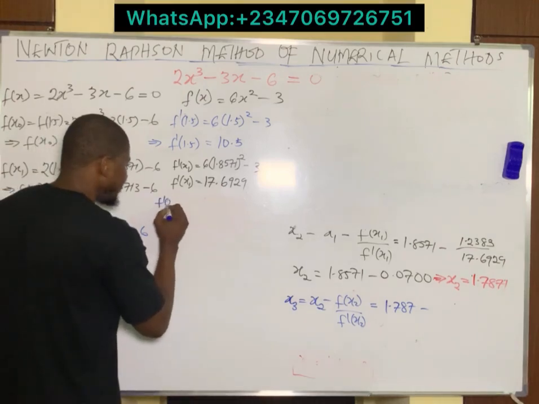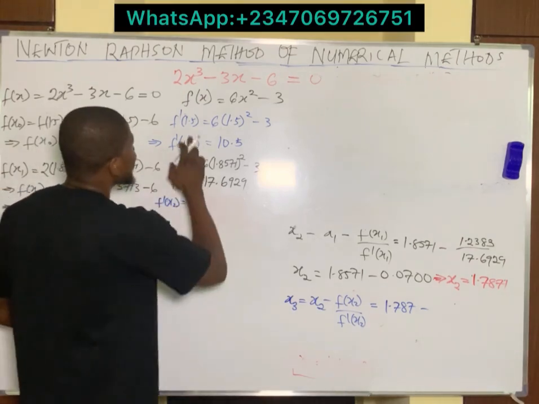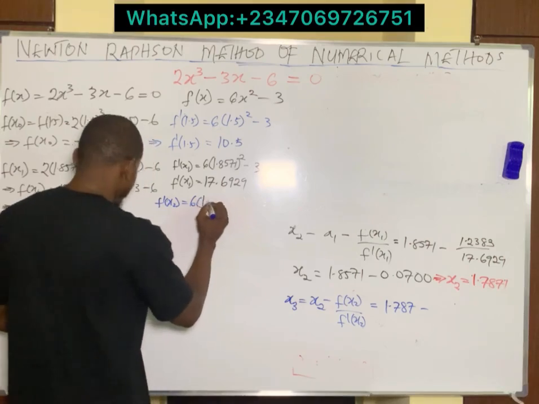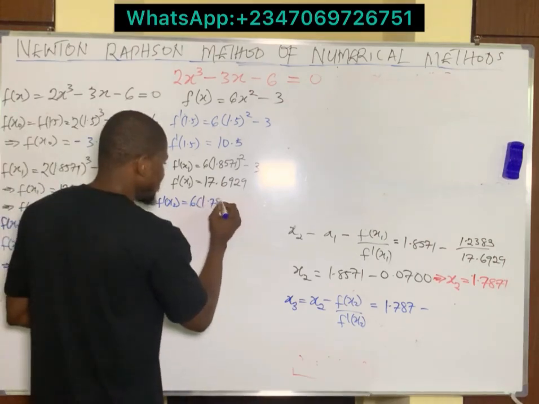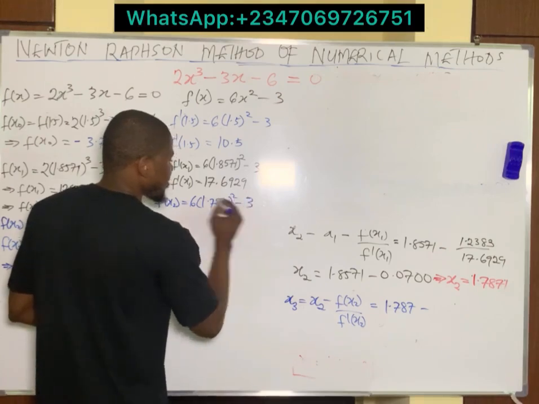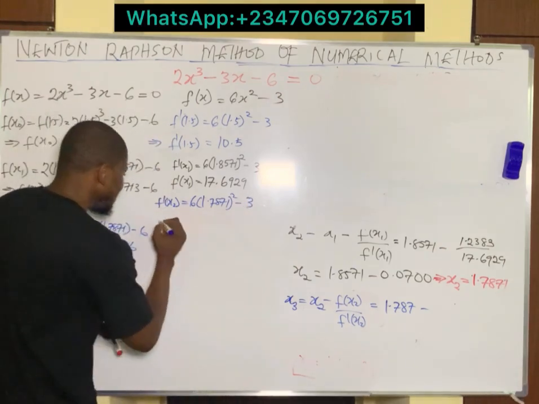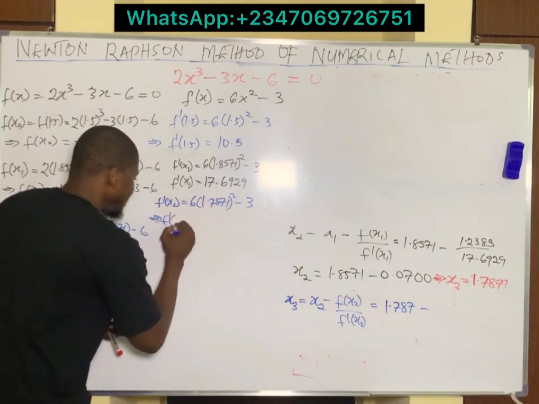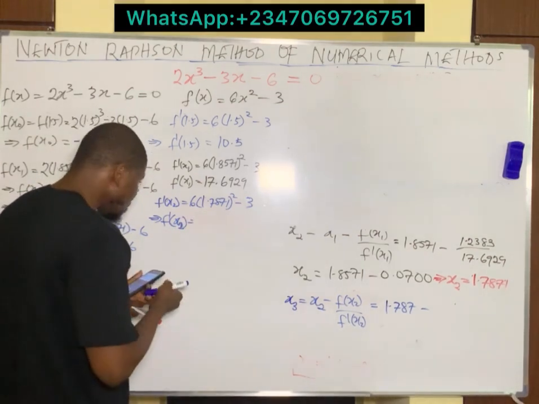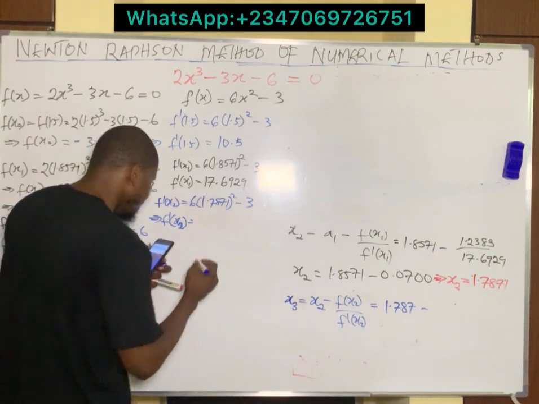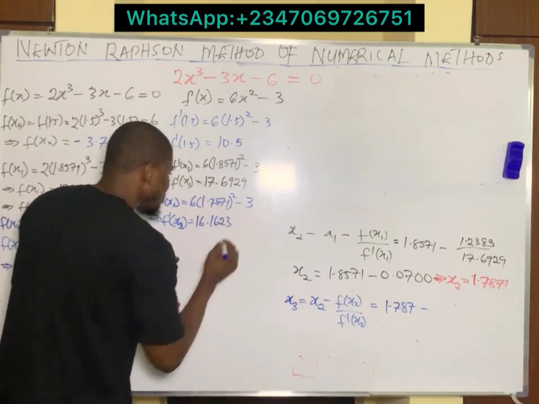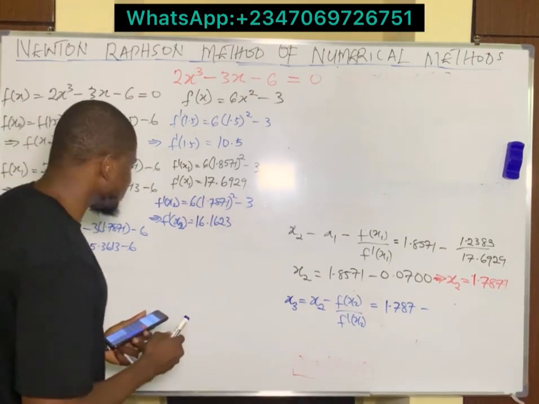So let's find the derivative at that same point. f prime of x2 is going to be equal to 6x squared minus 3, that is 6 times 1.7871 all squared minus 3. Let us evaluate f prime of x2 and see what we obtain. Upon evaluation, f prime of x2 gives us 16.1623 approximately.